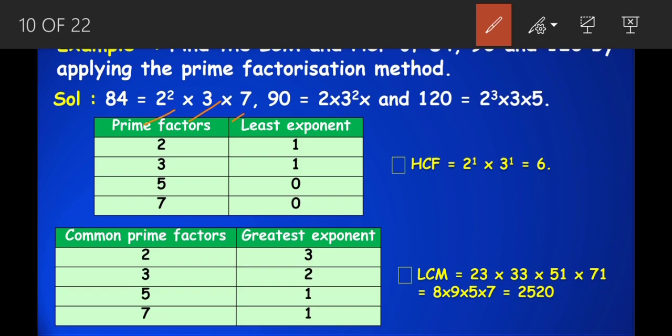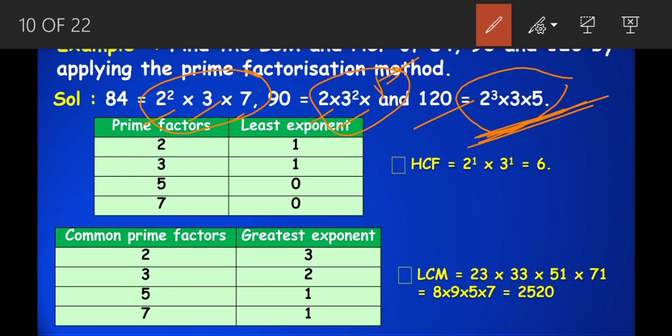So here 90, how have we written? 2 into 3 square. Actually one number is missing here, children. 5 should be there. 2 into 3 square into 5. And 120, 2 cube into 3 into 5. Like that we have written in terms of prime factors.